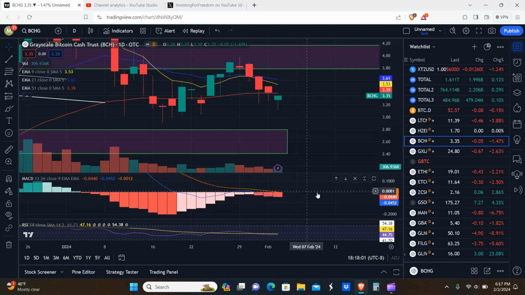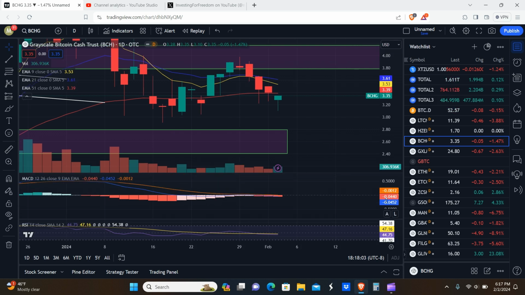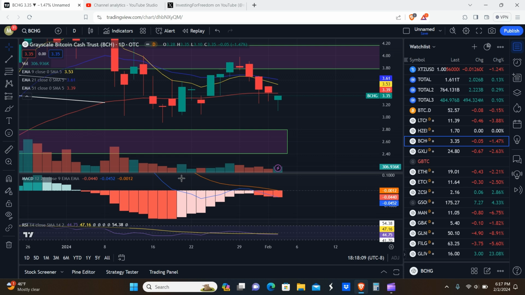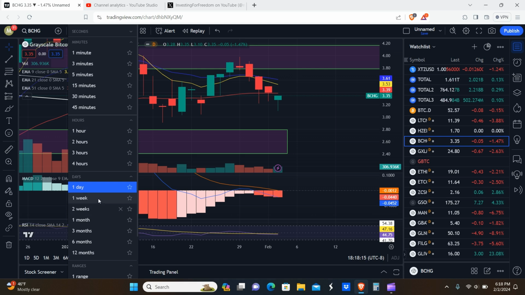And also the MACD here, we had a death cross all the way back here, but as you guys can see, we did not flip it bullish. It looked like it was going to come back up here, and now it's starting to look bearish again, so something to keep in mind there.